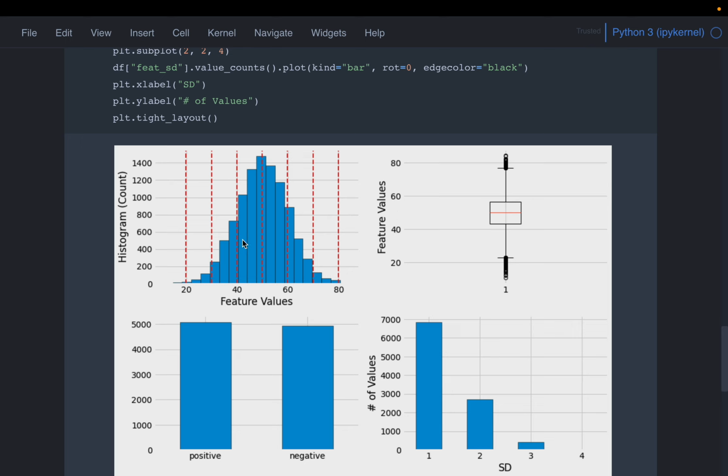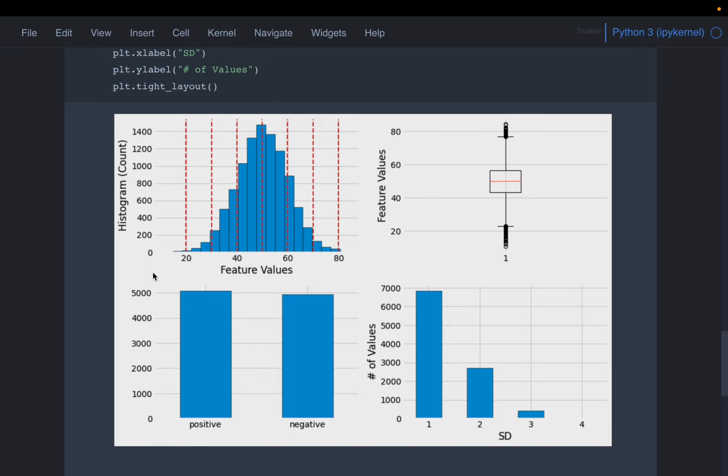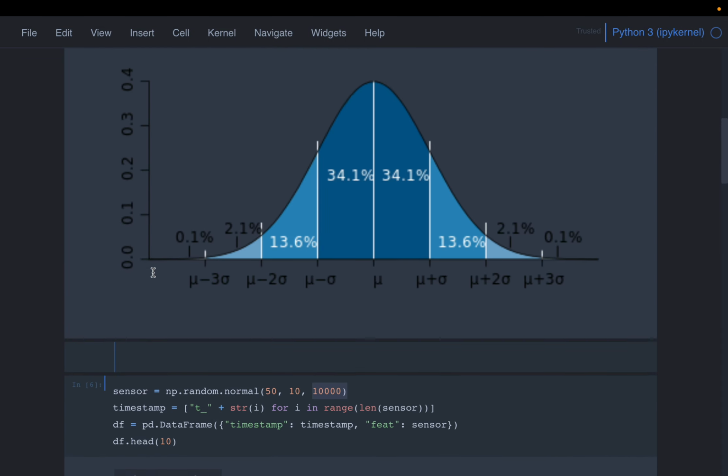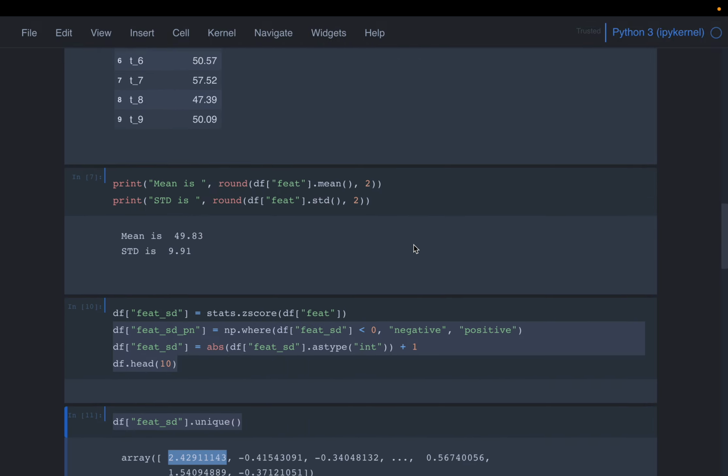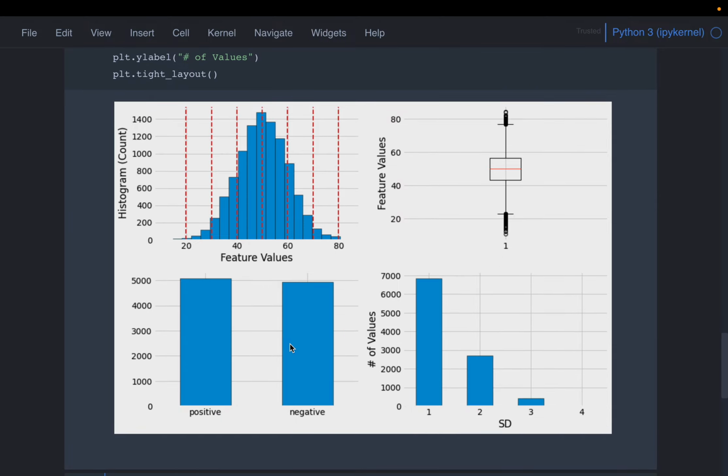Now the same data we are plotting using a box plot. This one will be the median. It's Q1, Q3. 25% of the data points are above this Q3 and 25% of the data points are below this Q1. As we saw, the Gaussian distribution is a symmetrical distribution around the mean. So we expect an equal number of values on the left as the number of values on the right. That's what we are looking at here, the number of positives and number of negatives.